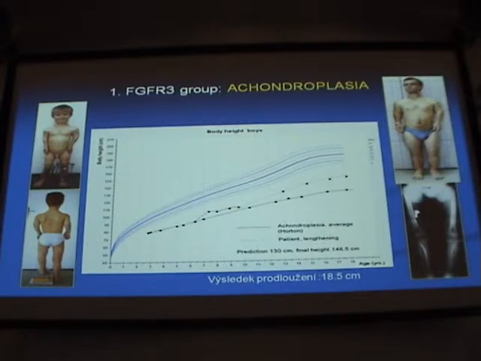This is a patient with achondroplasia. We elongated shanks in the first stage, and then in 2 stages, the right and the left femur. The result of lengthening was 18.5 centimeters. His adult height is 148 centimeters. Prediction of adult height was only 130 centimeters.